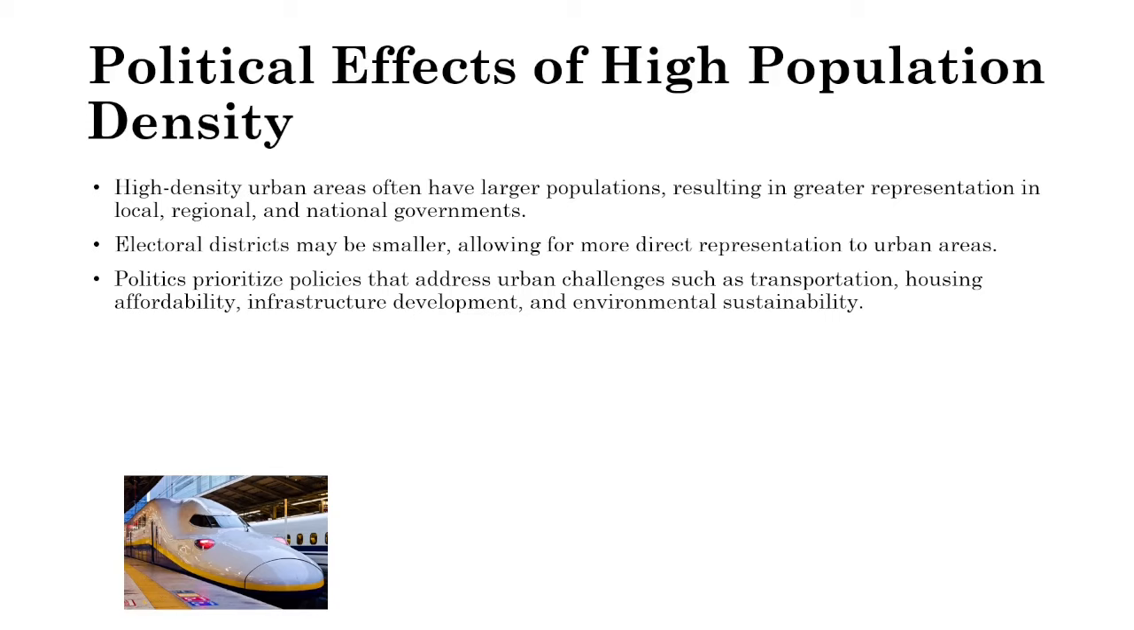Politics will prioritize policies that address high population density challenges, urban challenges like transportation, housing affordability and accessibility, infrastructure to support the people, as well as environmental sustainability. And environmental sustainability is one that's coming up a lot more because people have realized that if you all live in one area, you're putting a lot of pressure on the environment, a lot of pressure to grow food and agriculture. So people are trying to figure out what is the most sustainable way to live, and the most sustainable way to live in an urban area.